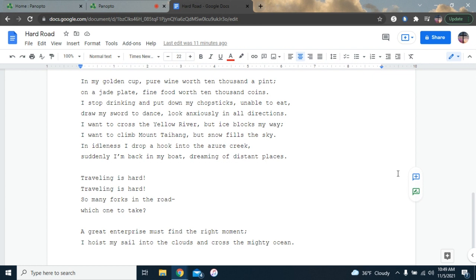And then the last two lines, a great enterprise must find the right moment. And so this is when he realizes that it's time to make a change. I hoist my sail into the clouds and cross the mighty ocean. So at that moment, he finally starts his journey. So that's kind of what the poem's about, the idea behind it, and just a little bit of explanation.